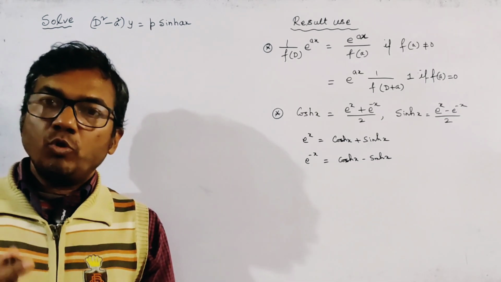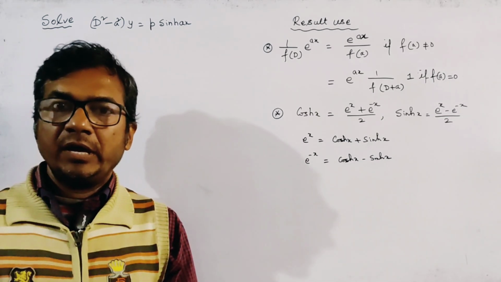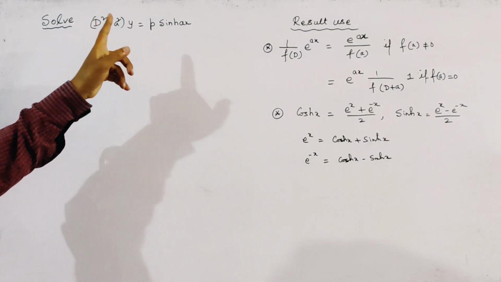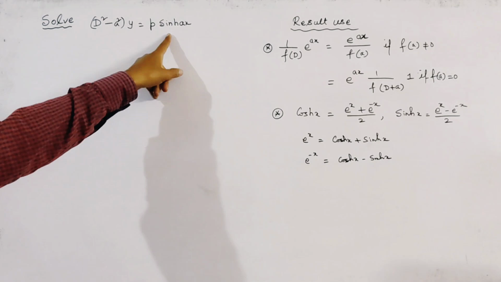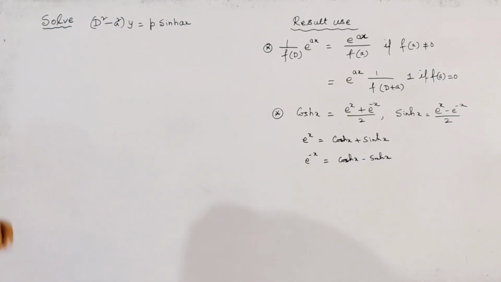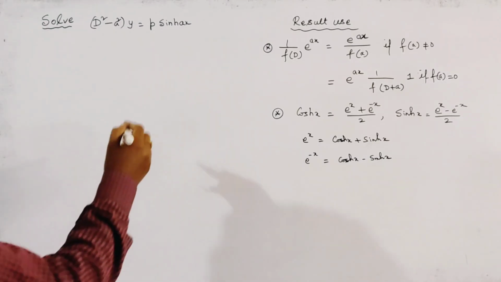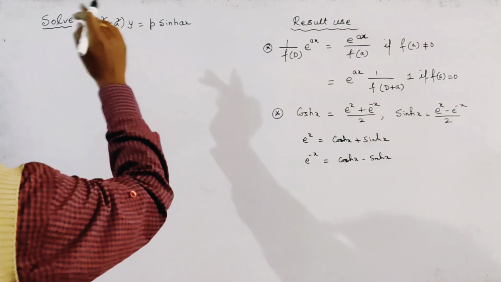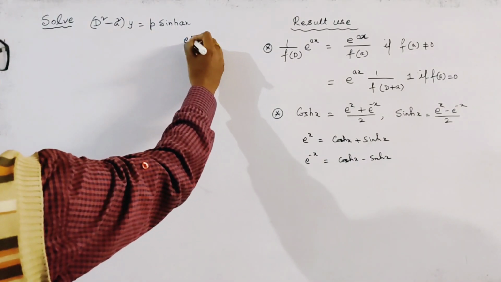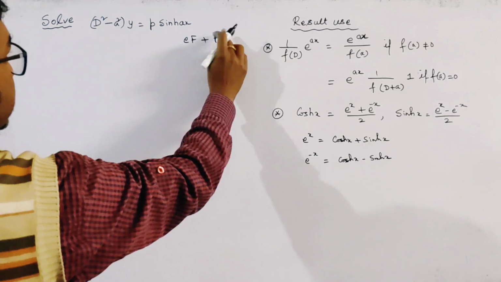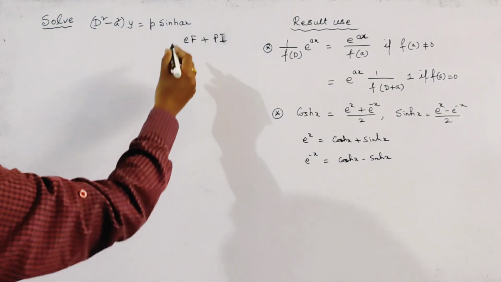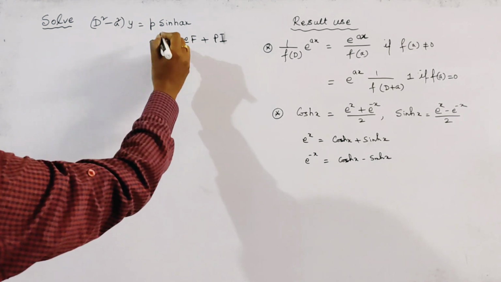Today's problem is from ordinary differential equations. This problem is a linear ordinary differential equation which is non-homogeneous because the right side is not 0, and it has constant coefficients. So we know that the general solution of this type of equation has two parts. The first part is the complementary function and the second part is the particular integral, or particular solution, and this is the general solution.